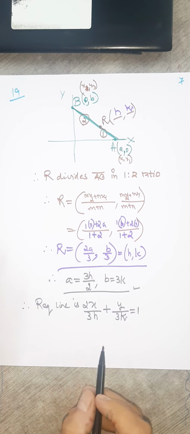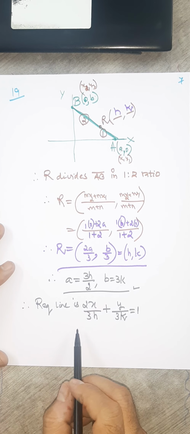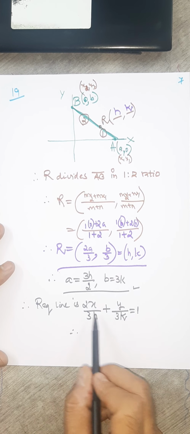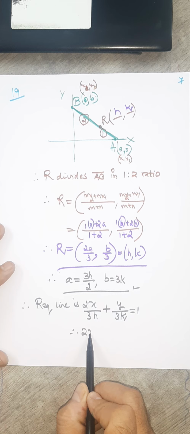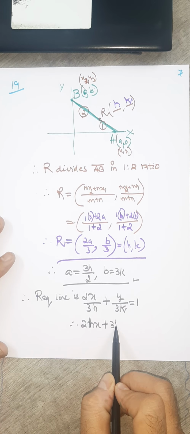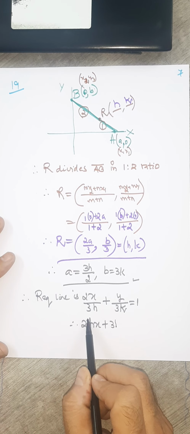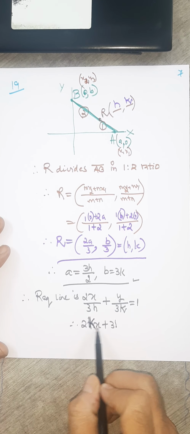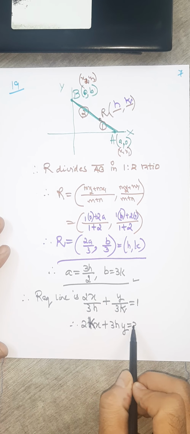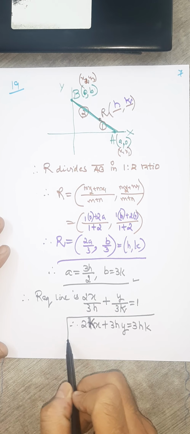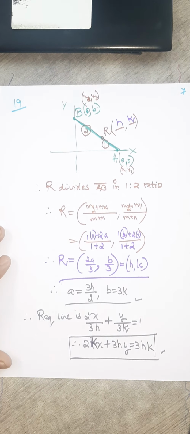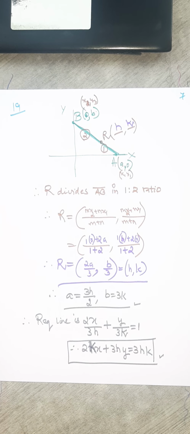Are you clear? If you want, here 3 I can take on the right hand side and hk as LCM. So 2kx, no, this should be k, I'm sorry. 2kx plus 3hy equals 3, with LCM hk. So this is the required equation. Fine. I hope this 18th and 19th are clear to you.